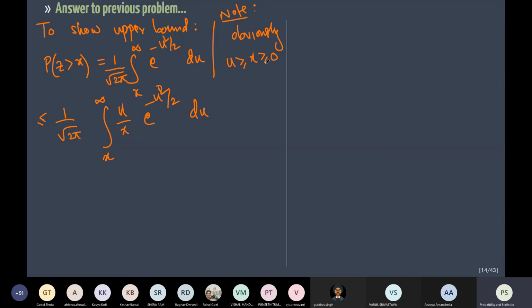I mean, there is no ambiguity in also saying x is greater than 0, because singleton points don't make any change in the probability in the continuous case. So it's safe to say that x is greater than 0. So u by x is greater than 1. So this is a dominating term, right?